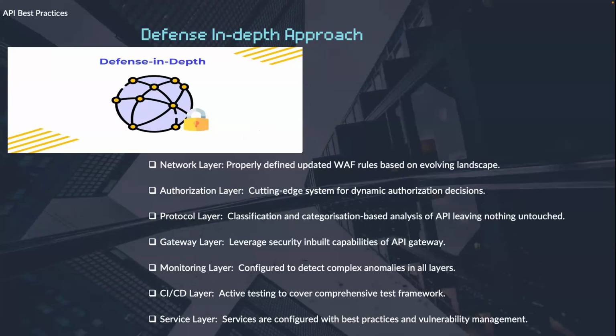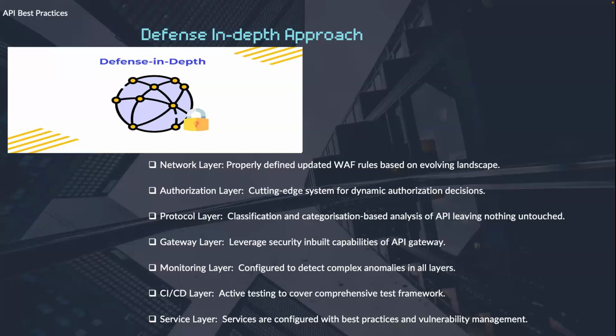You make a cutting-edge system for your dynamic authorization decision. This is where you talk about your token, how long your token should last, session management, and so on. And the third one is going to talk about your protocol layer. And this is where you classify, categorize, based on your categorization of your API. Then you have a proper baseline analysis of understanding the posture of that API.